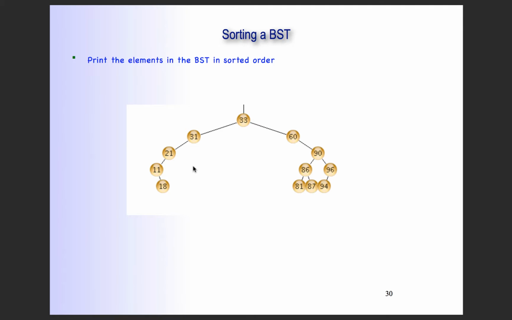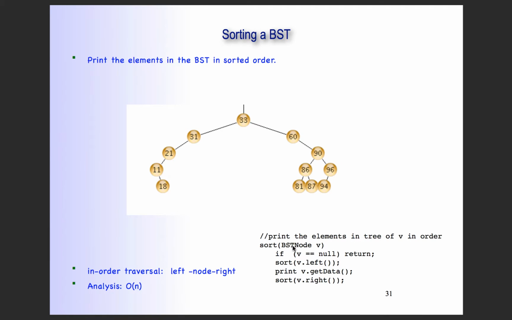Now, in a binary search tree, the values are kept in order. So you can sort the data very efficiently, very easily. You don't need to sort. You don't need any other process to sort the data. The data is already sorted. You'll see how we sort it. We'll see examples. So this is an example.